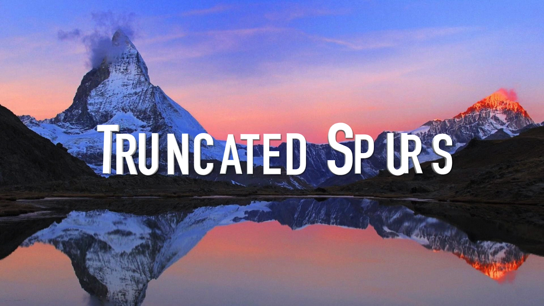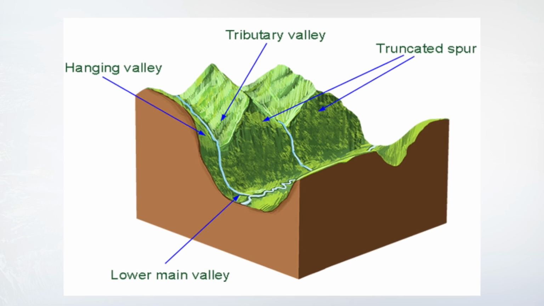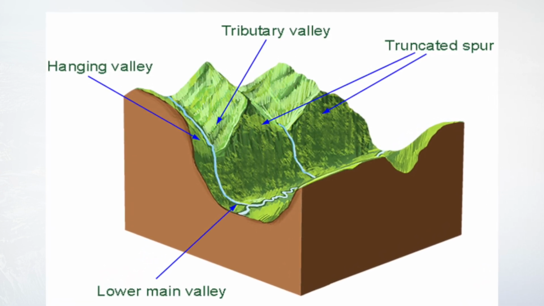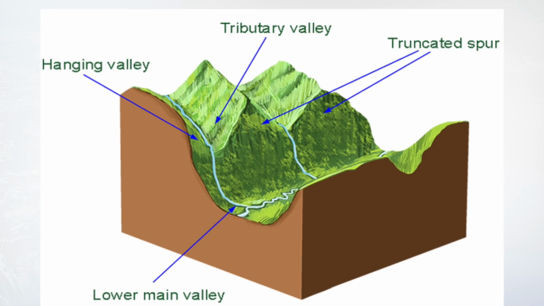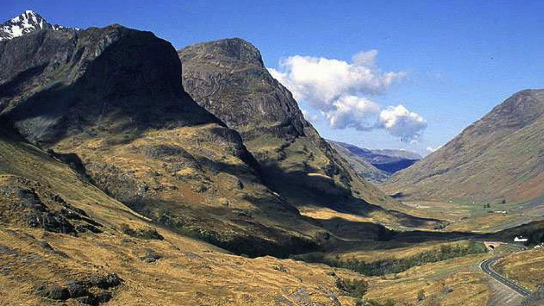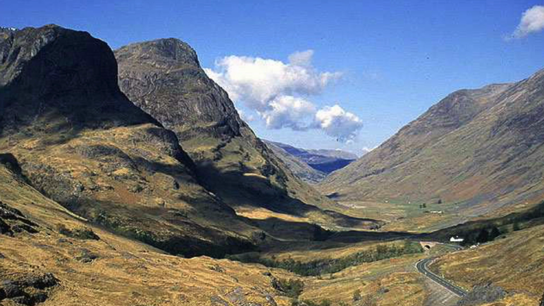Truncated spurs. Many of the valley glaciers occupy pre-glacial stream valleys, and such valleys are generally straighter than the former stream valleys. Abrasion by the glacier erodes the spurs projecting from the sides of the original valley and thus produces truncated spurs. A glacier may straighten the trough by abrasion of spurs and thereby produce truncated spurs.